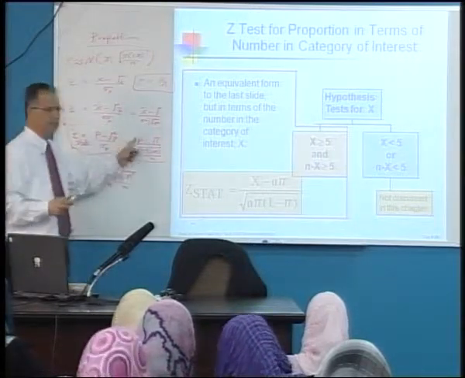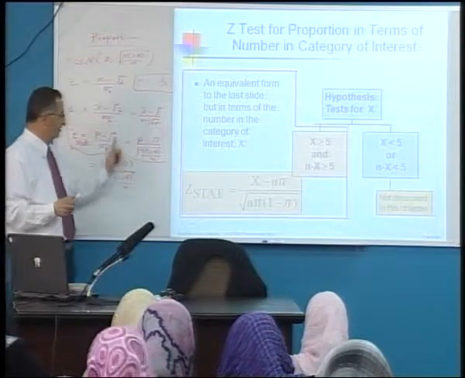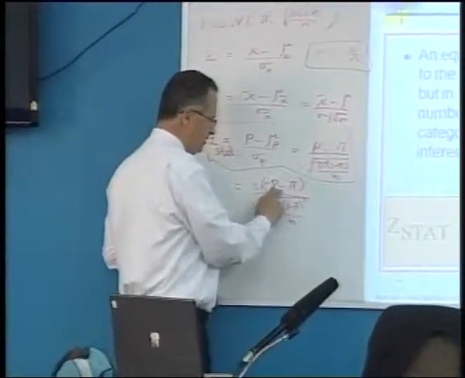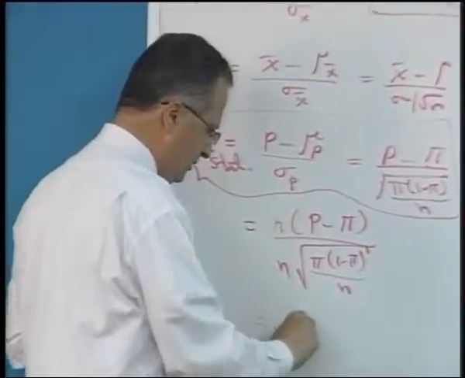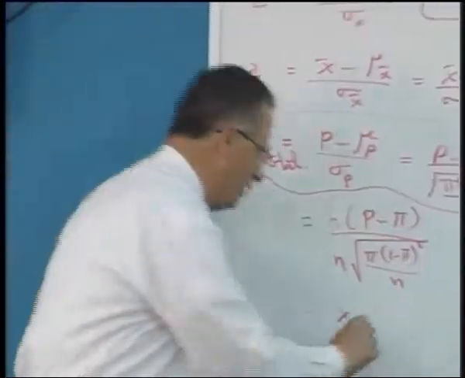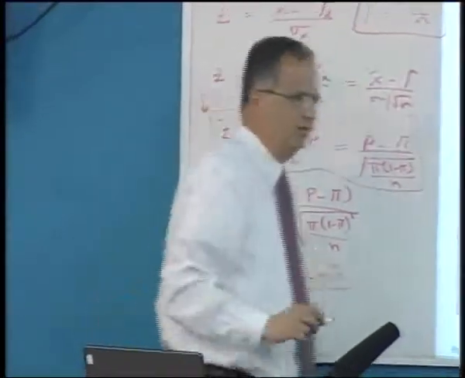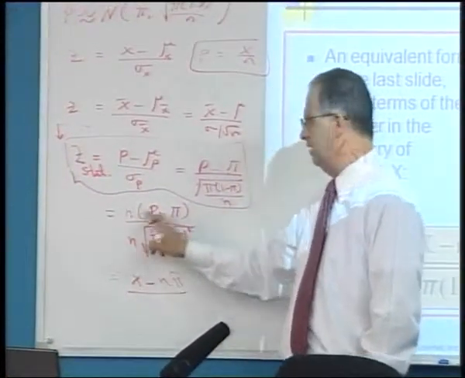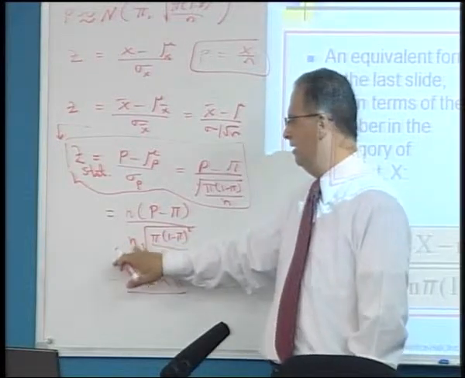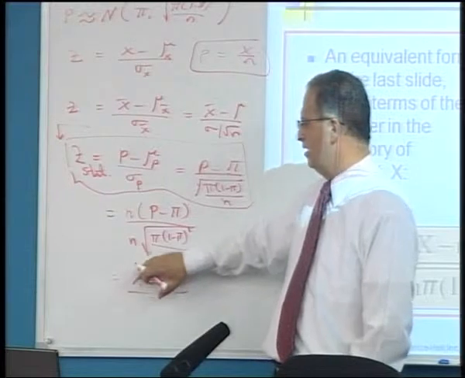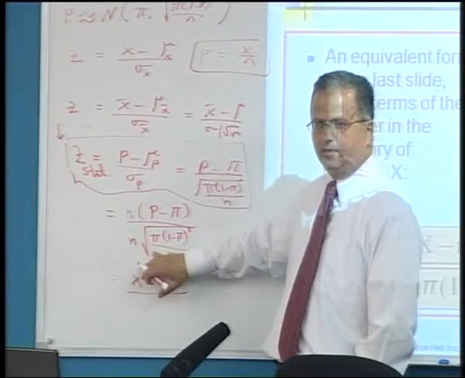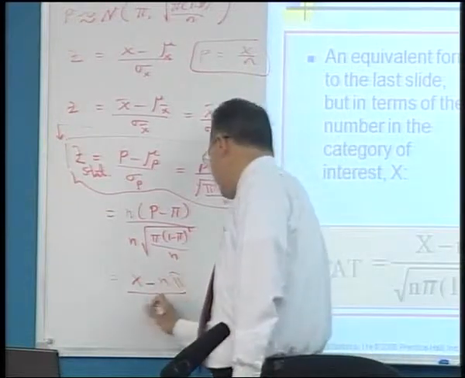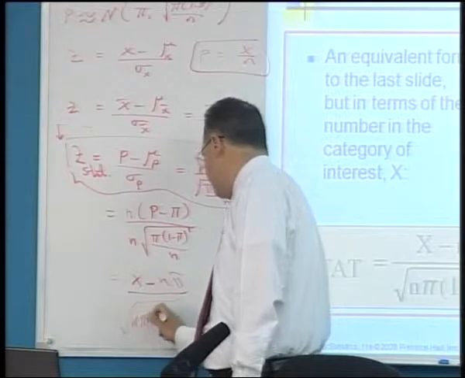The first one depends on the sample proportion. The other one will depend on X. Now, N times P, which is X, minus N times pi, N pi. So again, N times P is X, minus N pi. Now N under the square root becomes N squared. So N squared, we have N, so one cancels. So N is left, so we have N pi 1.